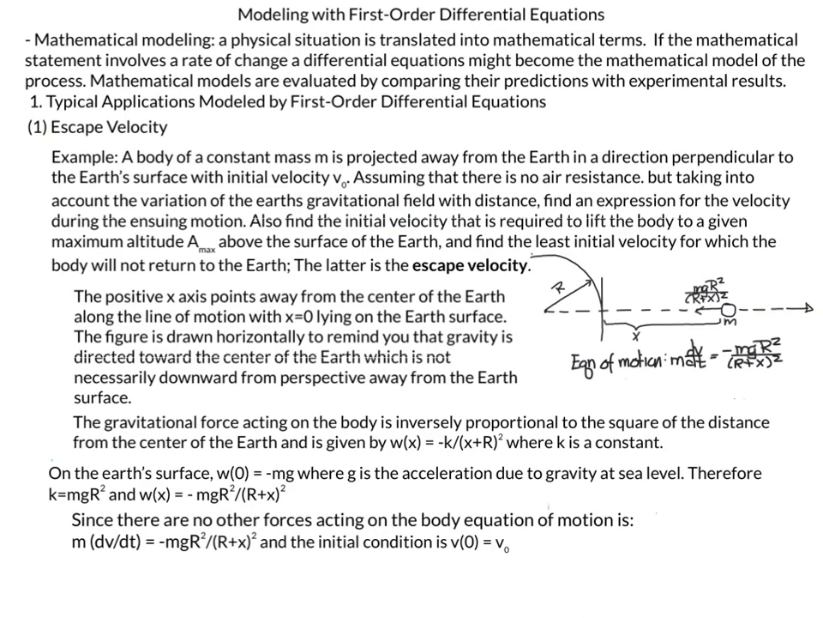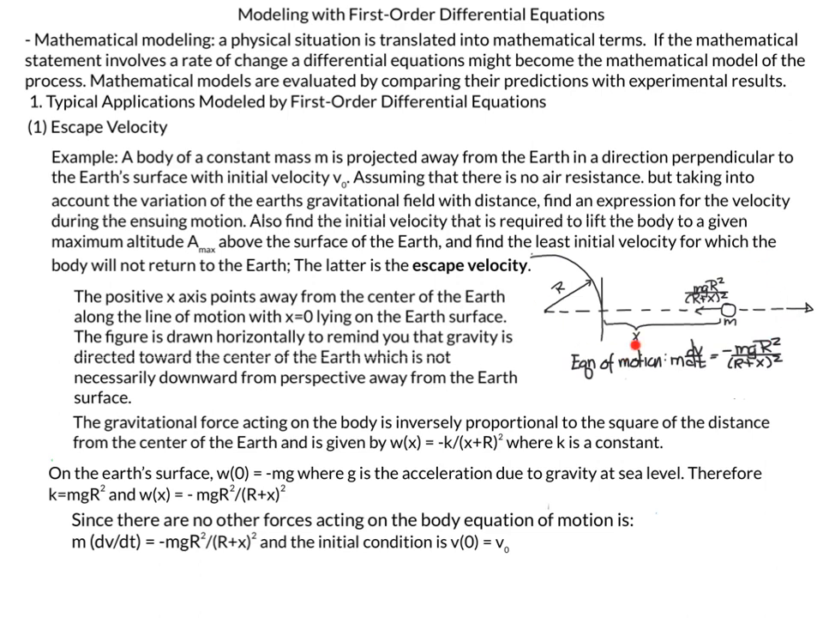Escape velocity. A body of constant mass m is projected away from the Earth in a direction perpendicular to the Earth's surface with an initial velocity of v naught. Assuming there is no air resistance, but taking into account the variation of the Earth's gravitational field with distance, find an expression for the velocity during the ensuing motion. Also find the initial velocity that is required to lift the body to a given maximum altitude, A max, above the surface of the Earth, and find the least initial velocity for which the body will not return to Earth. The latter is called the escape velocity.